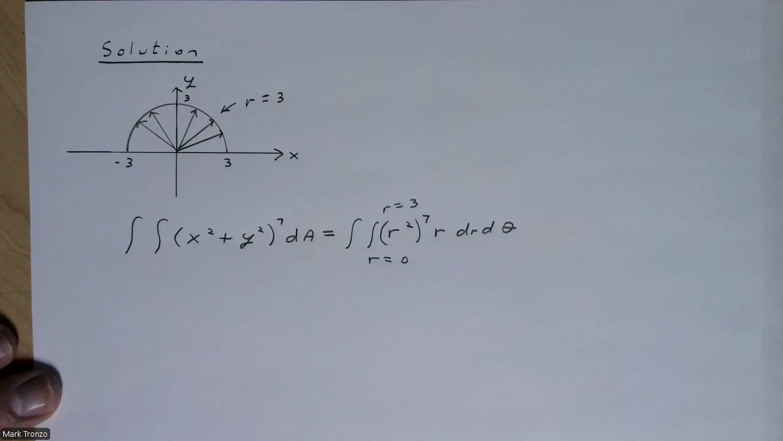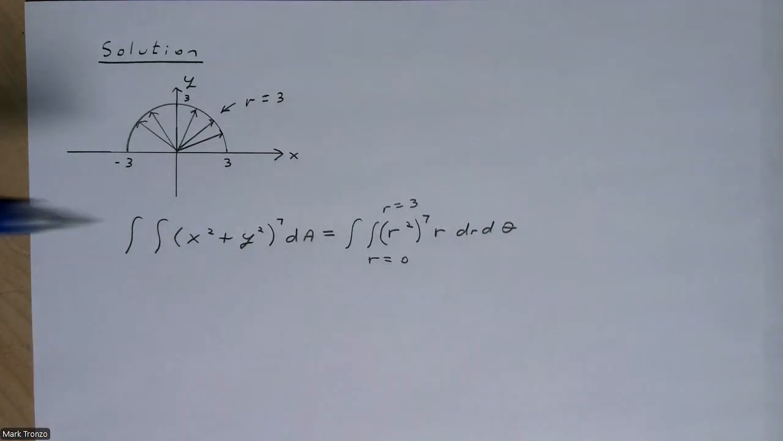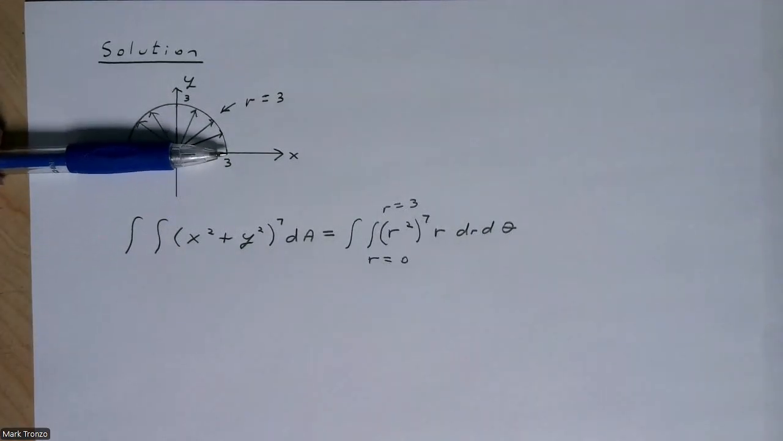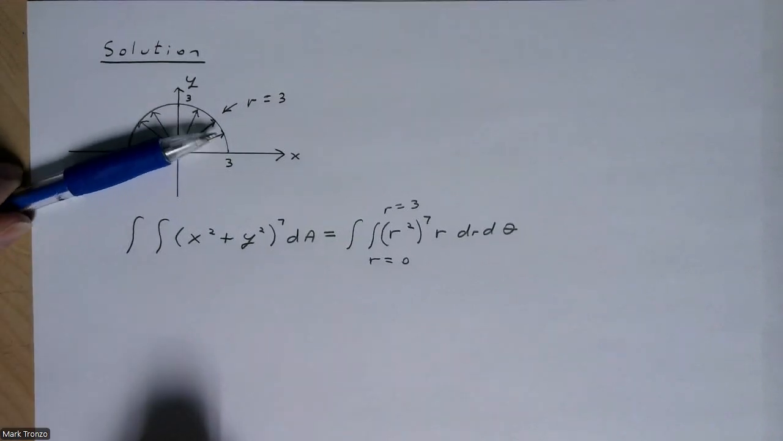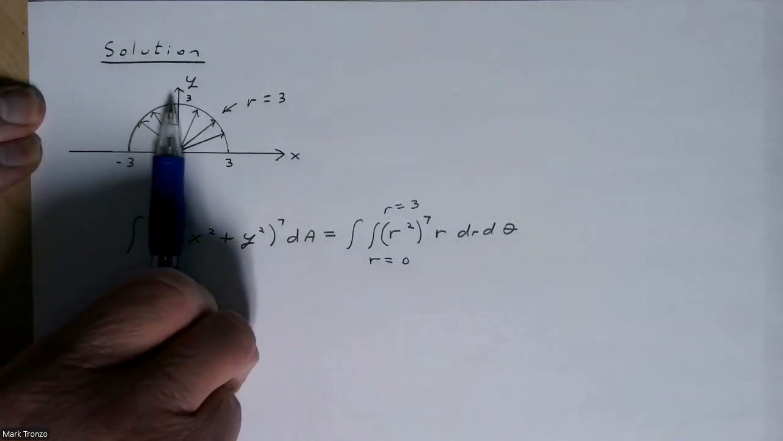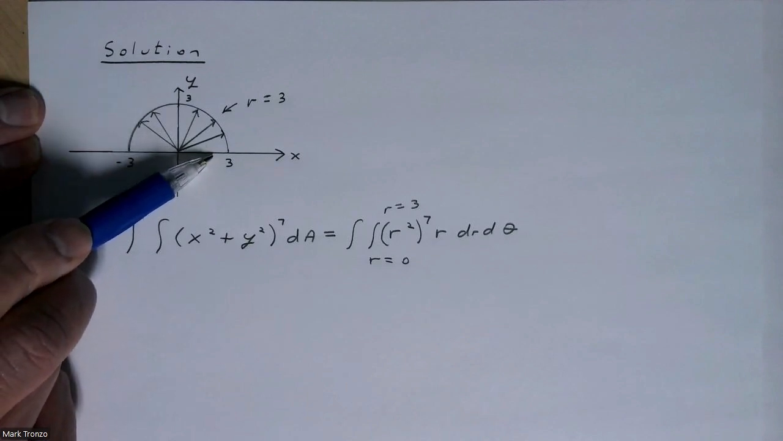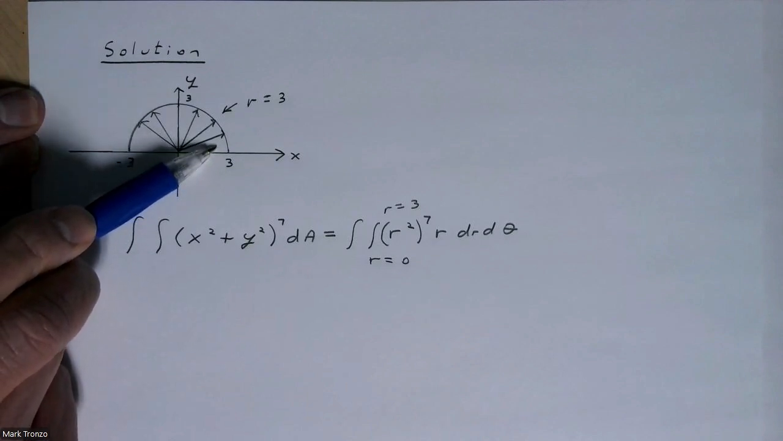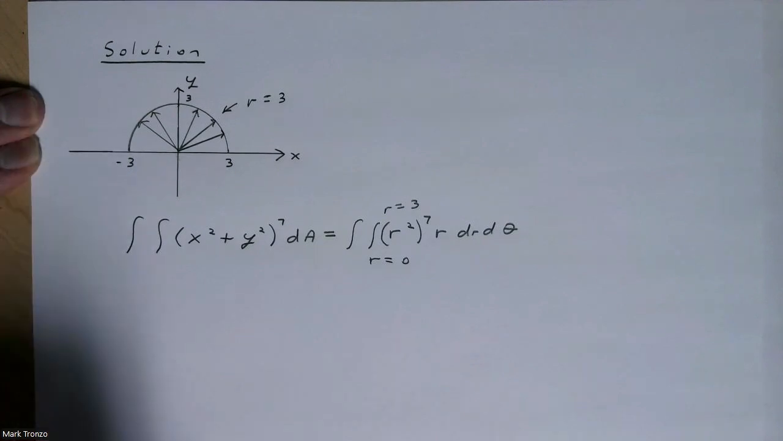The next thing we want to do is find out what values of theta are covered. That's pretty straightforward. Remember, we're measuring theta from the positive x-axis. If we see how much is covered, this is going to be pi over 2 up here. Then it's going to be pi. In other words, we're going to be covering from theta equals 0 to theta equals pi.